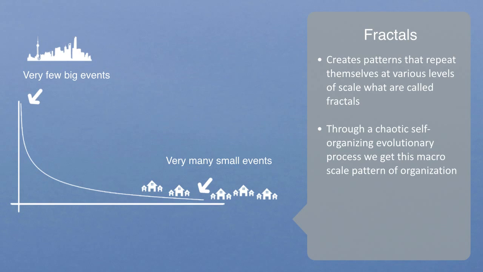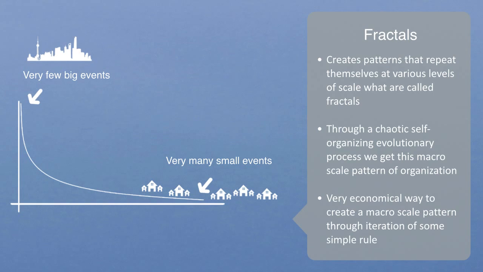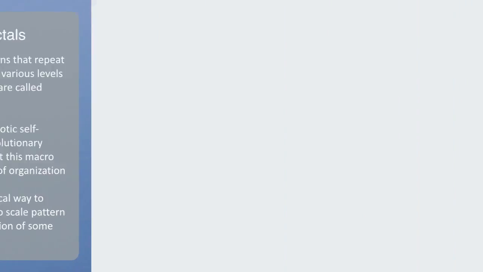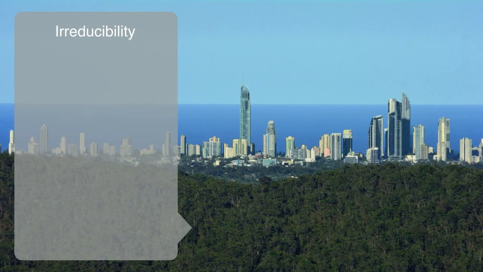This fractal structure is a very economical way to create a macro-scale pattern. Through iteration of some simple rule, we get the same structure on the micro level and the macro level that gives the system scale invariance. But this scale invariance doesn't mean that the system is the same on its different levels. It is simply a global structural pattern that emerges within nonlinear systems because of iteration and feedback.